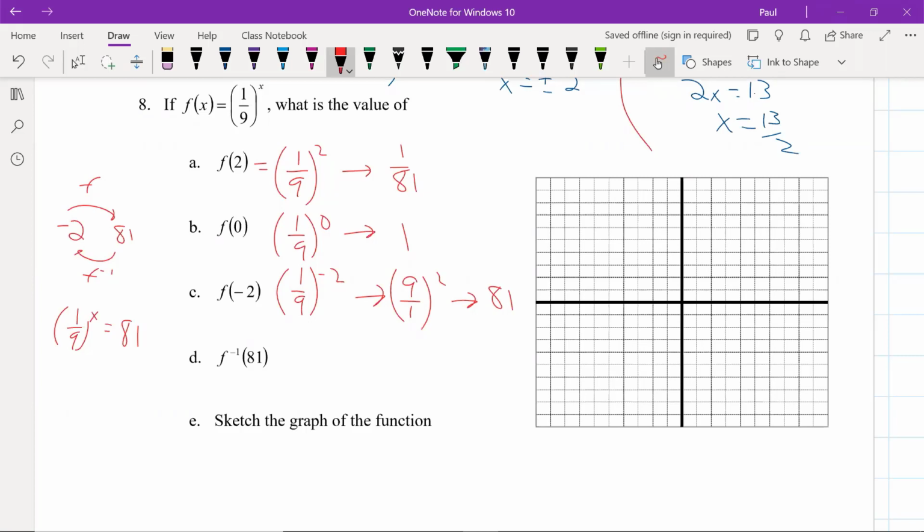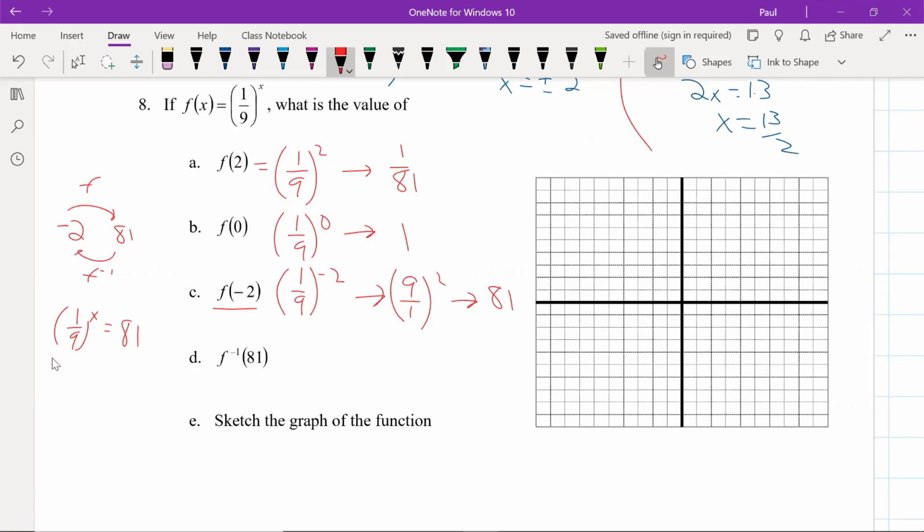I'm saying F inverse of 81 is the number that I would have to feed to F in order to get 81. Oh, okay. And I already know that's negative 2 from up here. So how do we get from 81 to negative 2? Well, because negative 2 is the power to which I have to raise 1/9 to get 81. So it's the inverse, it's the undoing. The function itself takes 1/9 and raises it to some power. And the inverse says, okay, I got some number. What number did I raise 1/9 to in order to get that?